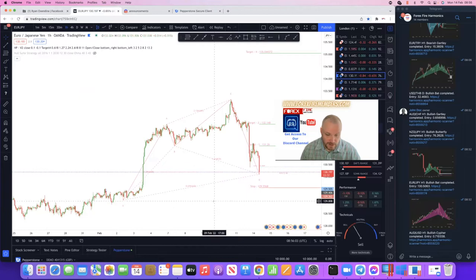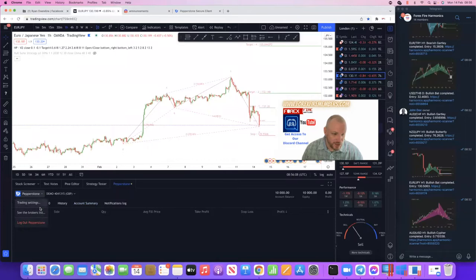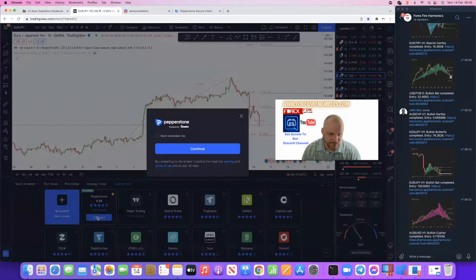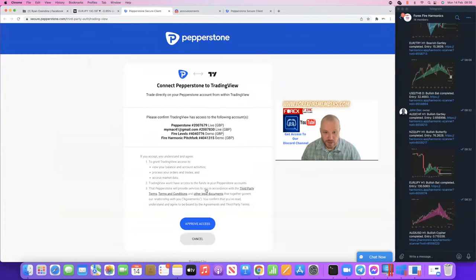To get it to recognize your account, okay, you need to go to paper trading, okay, so your trading panel. So you're going to click on this arrow. You're going to go to connect Pepperstone, okay? When you connect, it's going to want to communicate with Pepperstone, okay? And then it's going to tell you the trading view has access to these accounts. So I've got two live accounts. I've got my fire levels, and then you're going to see the pitchforks are just there. Take note of the account number. Okay, and I'll show you why.